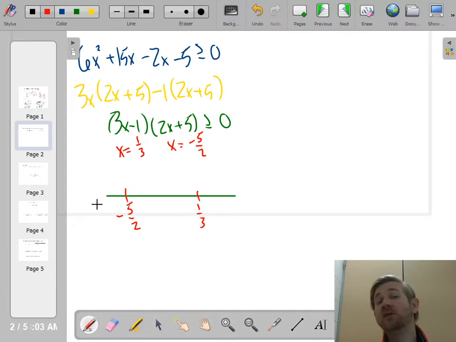First thing, when you plug these in, you get 0. So if I plug in 1/3, this factor will be 0. 0 times everything is 0. Is 0 greater than or equal to 0? Yes, it is. So we're going to put a closed circle at these points because they do work.